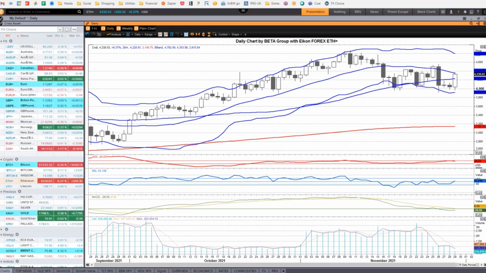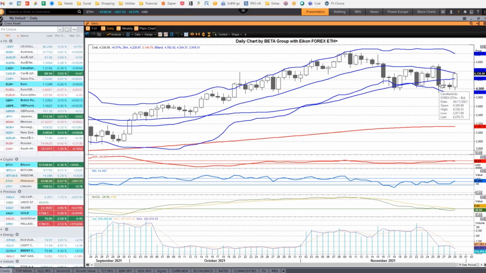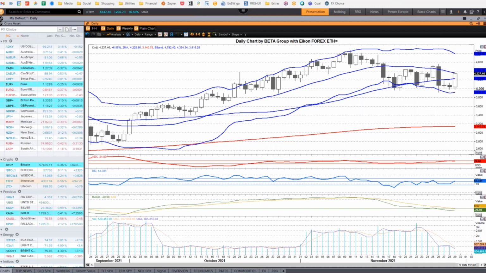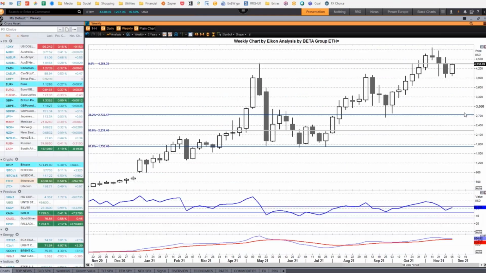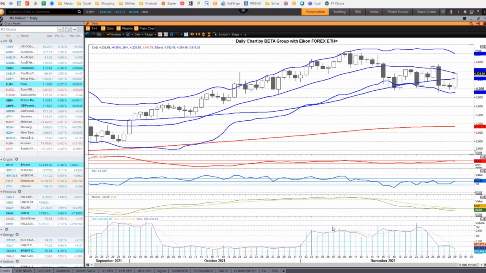Very, very important that it does hold this low here at 3917. If not, if we do break that, then I think we're heading right back down into 3,300. So this is so important from these highs and these lows that we can see in the weekly chart. I think it is going to hold, and I think it's going to have another shot at the top.